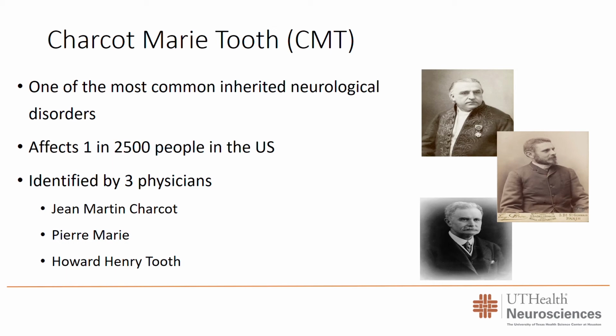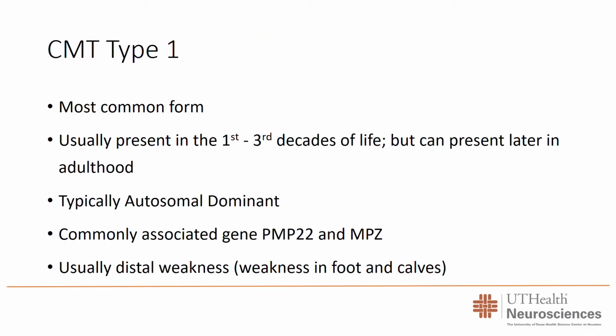So Charcot-Marie-Tooth, it's one of the most common inherited neurological disorders. It affects 1 in 2,500 people in the US, and it was identified by 3 physicians in the 1800s, Dr. Jean-Martin Charcot, Pierre Marie, and Howard Henry Tooth.